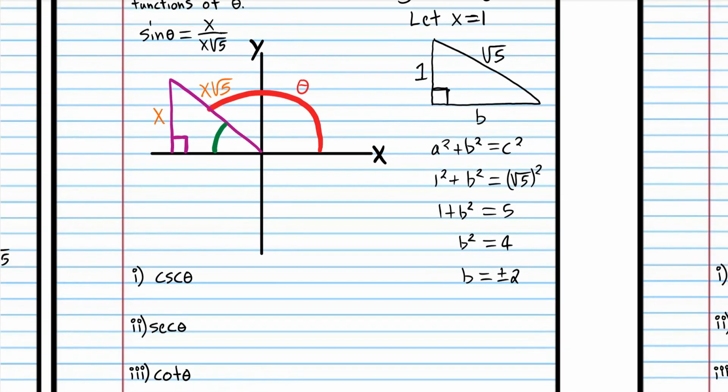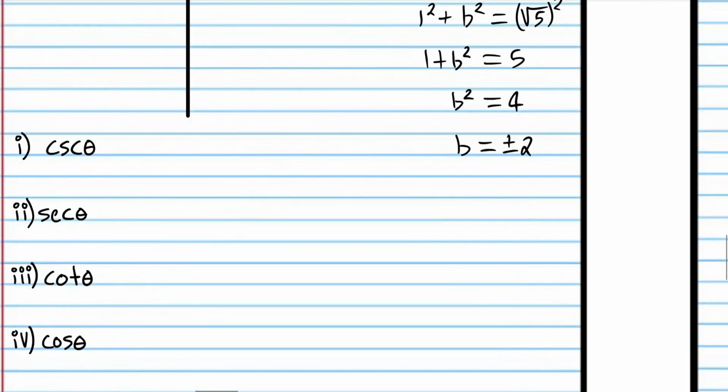You can if you want to, but we need to know, is b negative or positive? Think about that. Is b negative or positive? Well, the triangle tells us this length is to the left of the y-axis, so that means it must be negative. So now we can draw a triangle.